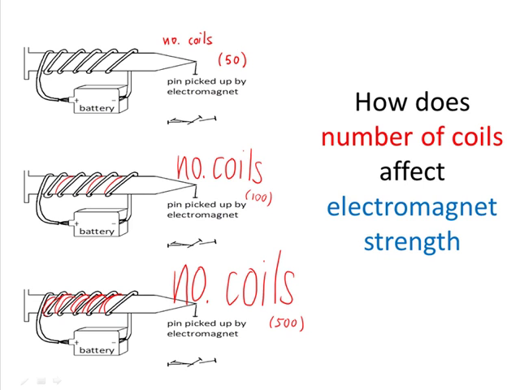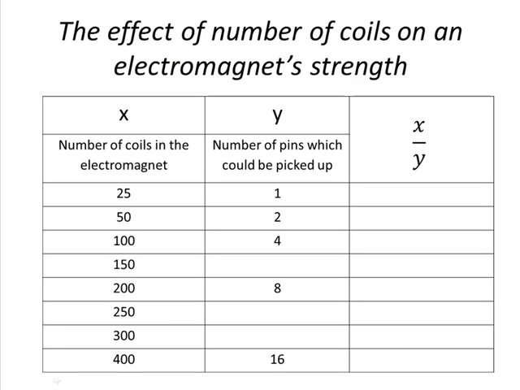And then we want to see, how does that difference in number of coils between the different electromagnets affect their strengths? And we use the number of pins that they pick up as an indicator of that strength. Here we have some partial data from this investigation. X, which is the independent variable, is number of coils in the electromagnet. We make that to be different between the different treatments, from 25 coils to 400 coils per electromagnet.